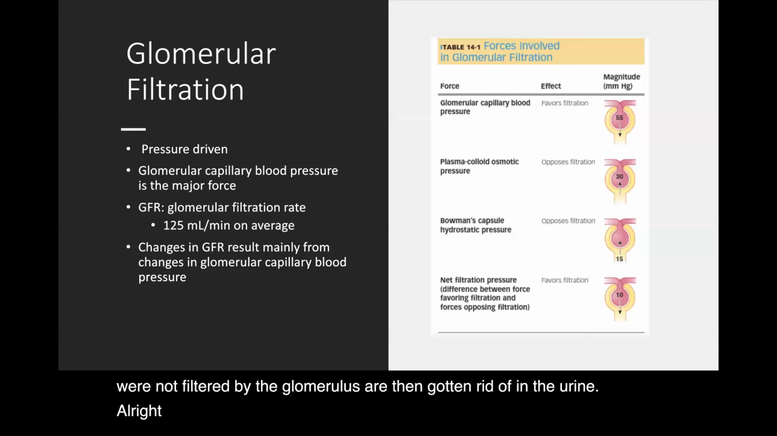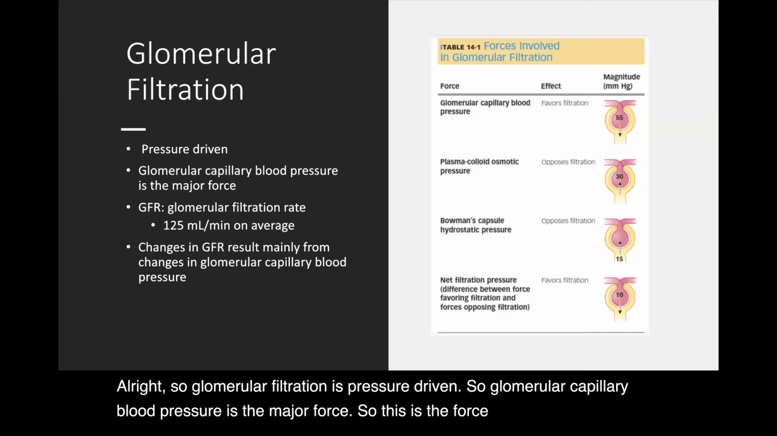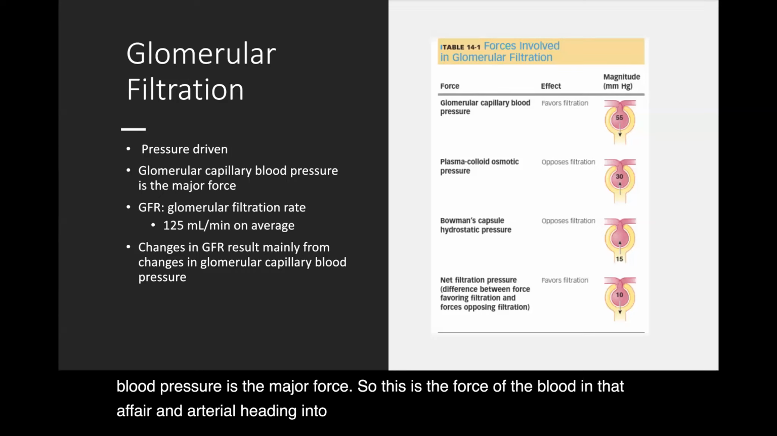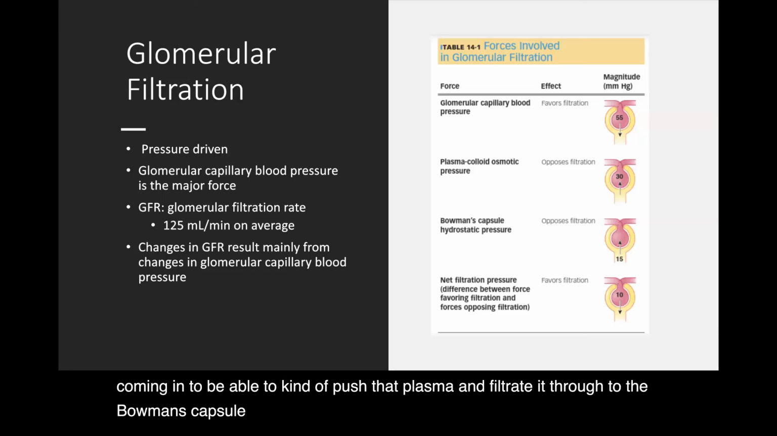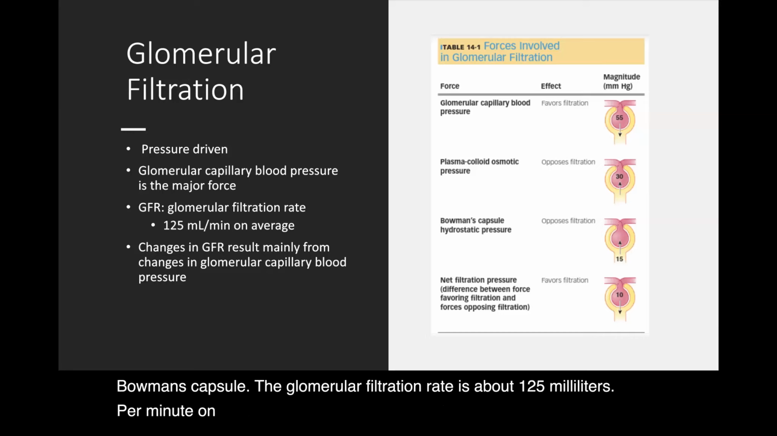All right, so glomerular filtration is pressure driven. So glomerular capillary blood pressure is the major force. So this is the force of the blood in that afferent arteriole heading into that glomerulus. It has to be a certain pressure coming in to be able to push that plasma and filtrate it through to the Bowman's capsule. The glomerular filtration rate is about 125 milliliters per minute on average. And changes in this GFR will result mainly from changes in the glomerular capillary blood pressure.